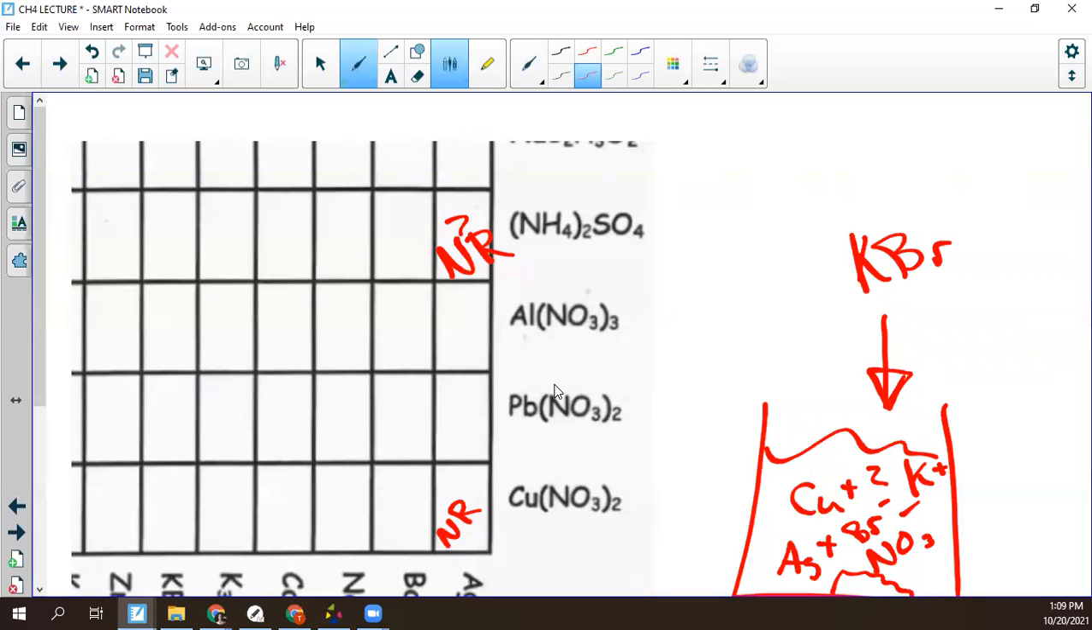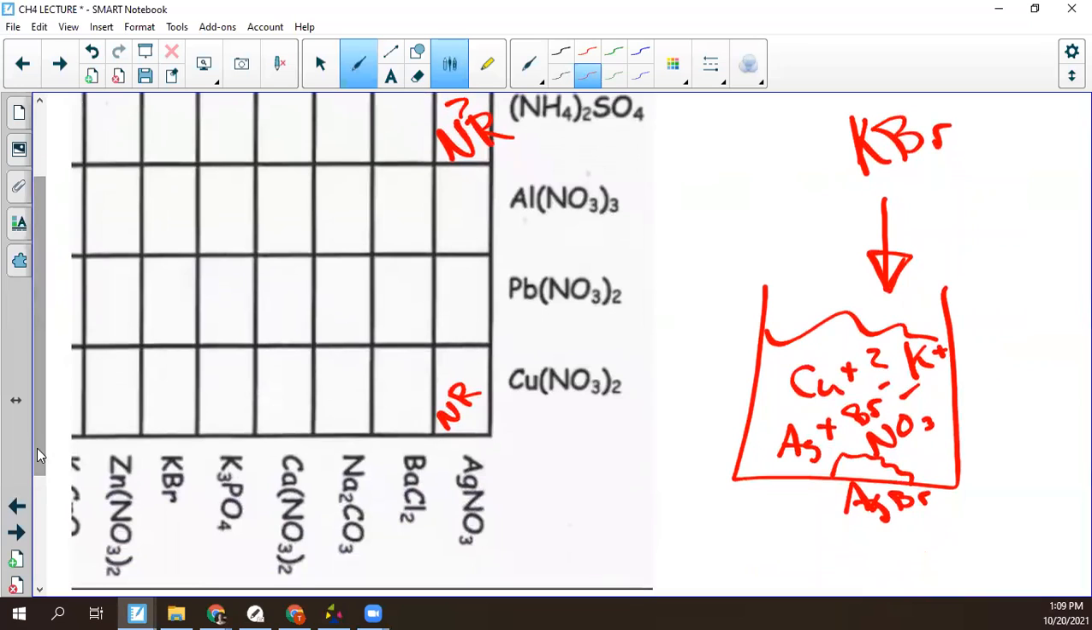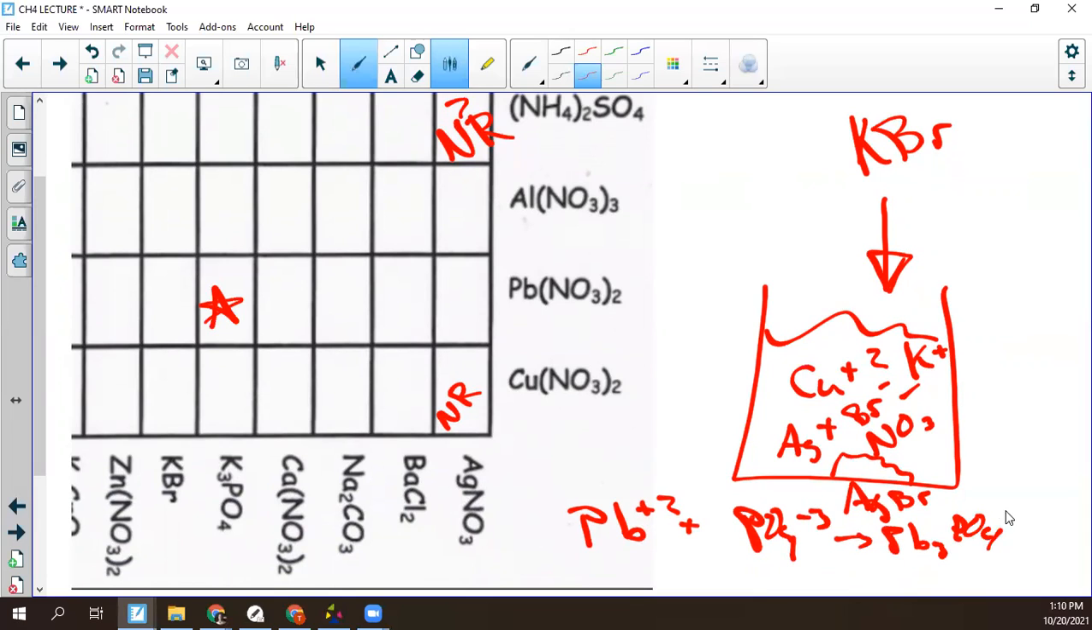Okay. So tomorrow we're going to mix them. We're going to see what forms a precipitate and write a net ionic equation. So in 30 seconds or less, you'd have Pb2+ plus PO4 3- goes to Pb3(PO4)2. I know you're fascinated. Then you'd be done. Okay, good work today. Probably I'll look at your results.